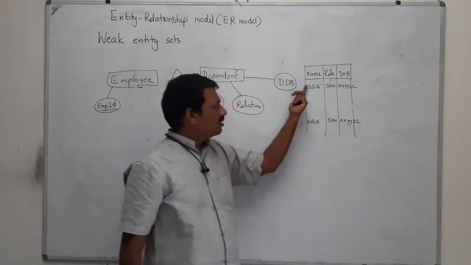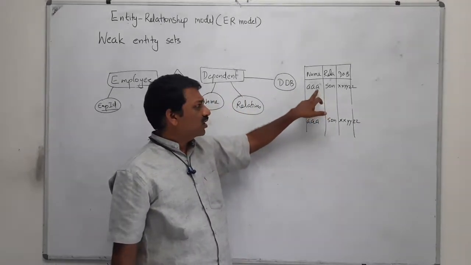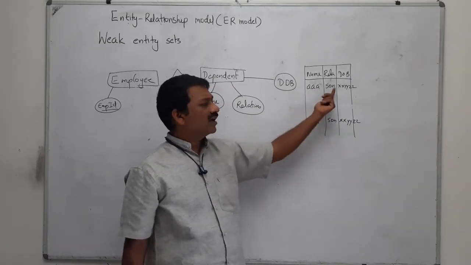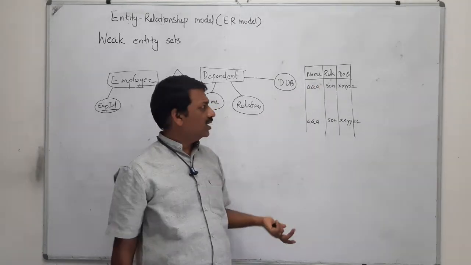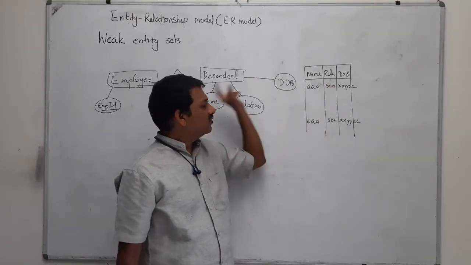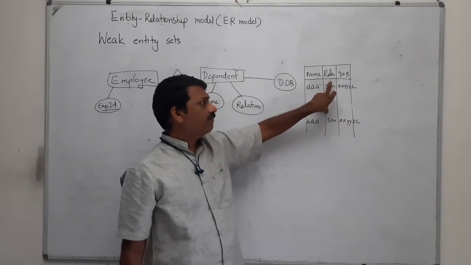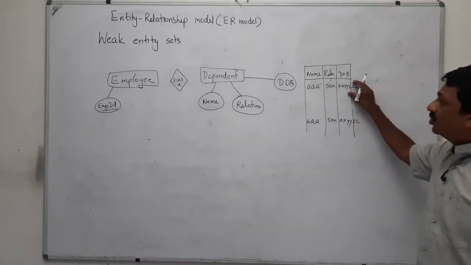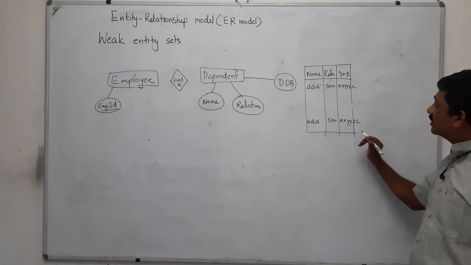Then these are multiple entries having the same data values. That means you cannot distinguish between this and this. Why? Because this is a weak entity. The name of a person is not an identifier, the relationship with this entity is not a primary key, and date of birth is also not a primary key. In that case, we say that this is a weak entity.